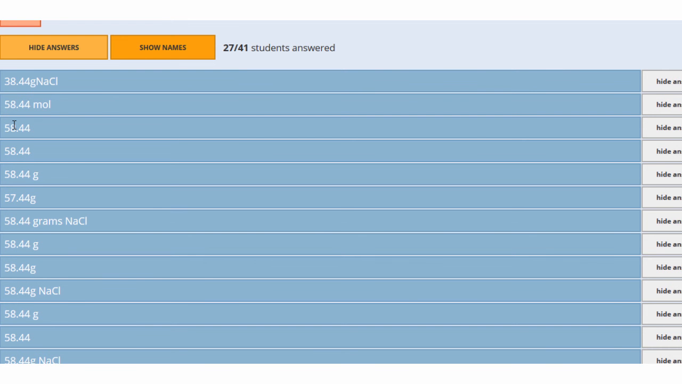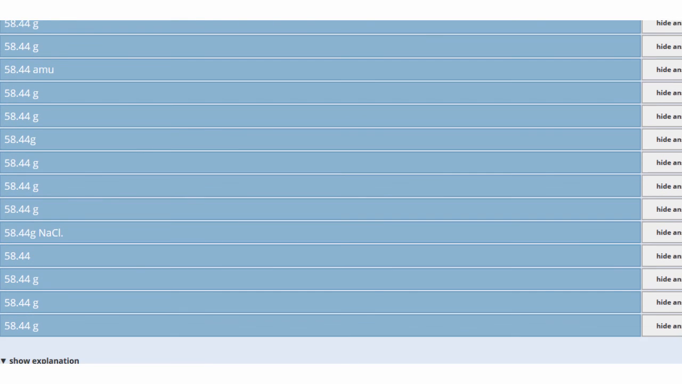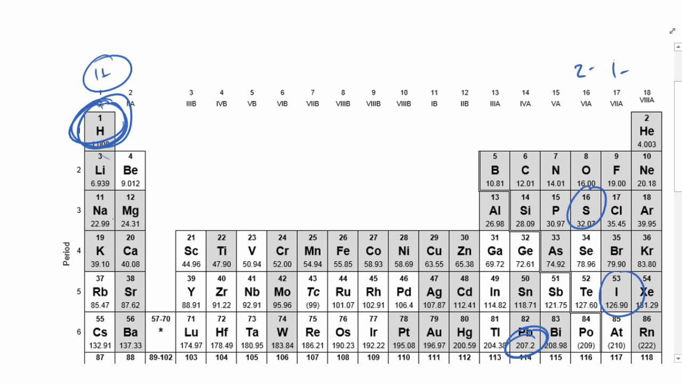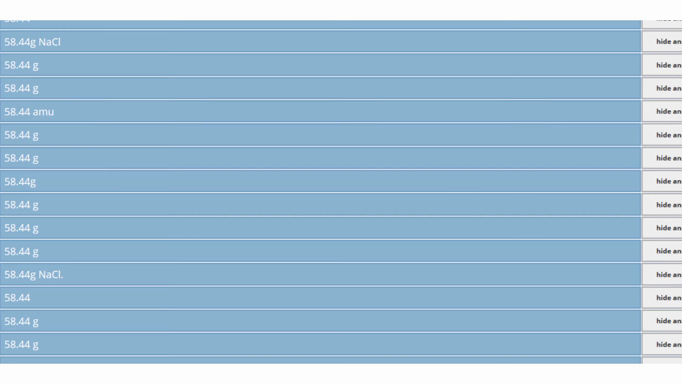Correct answer is 58.44. And how do we get the 58.44? You add up the masses on the table. Right. And so we simply add together the 22.99 with 35.45. And write it in grams. All right, next up.